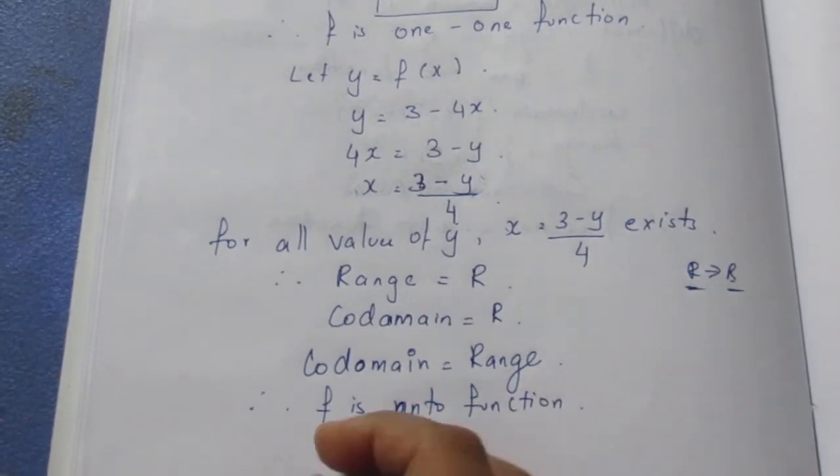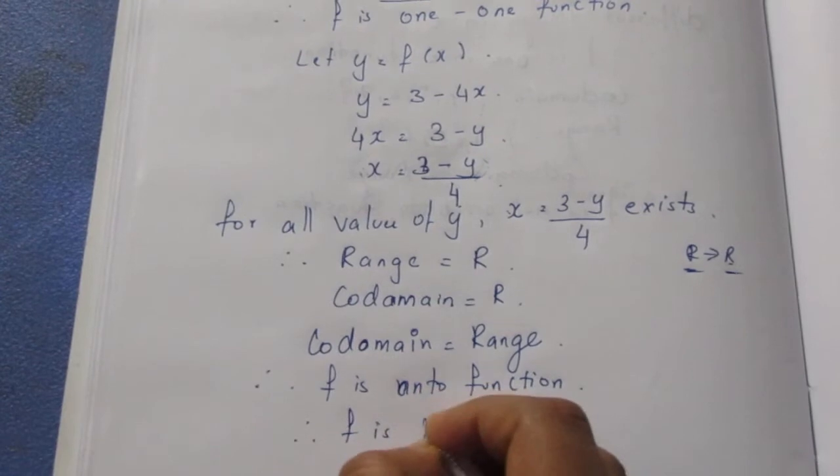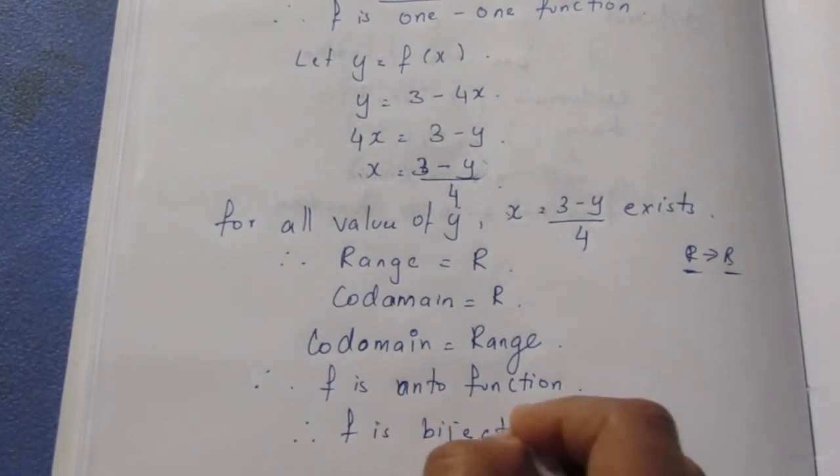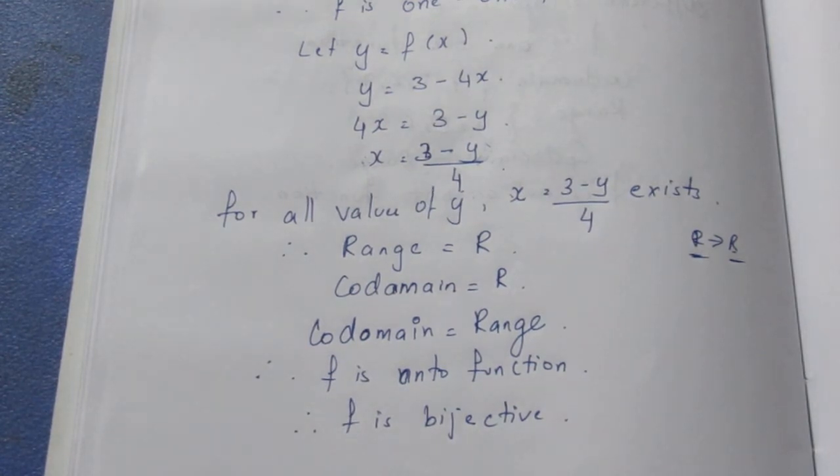They have asked for bijective. Therefore f is bijective because it satisfies both the one-to-one and the onto conditions. So we can say it is a bijective function. That's all with the first subdivision.